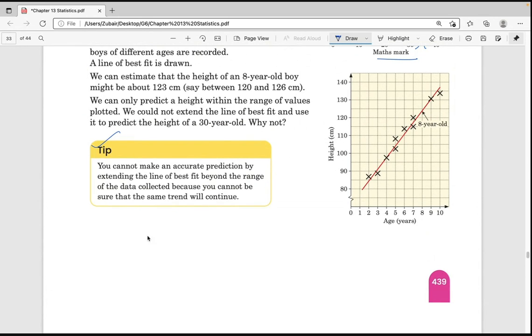What is the tip? You cannot make an accurate prediction by extending the line of best fit beyond the range of data collected, because you cannot be sure that the same trend will continue. In some cases we will extend it, which is known as extrapolation, but obviously not too long lines.